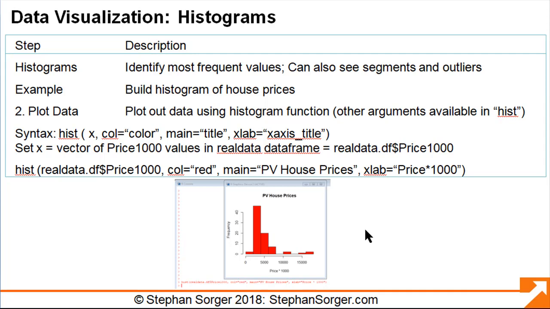The R help file for the histogram function tells us that the syntax starts with the word hist, followed by multiple arguments in parentheses. The arguments include the data we wish to plot, in this case price, along with color, the title of the chart, and the title for the x-axis.